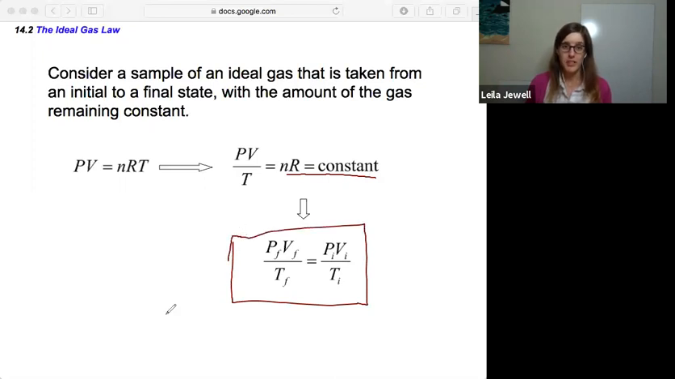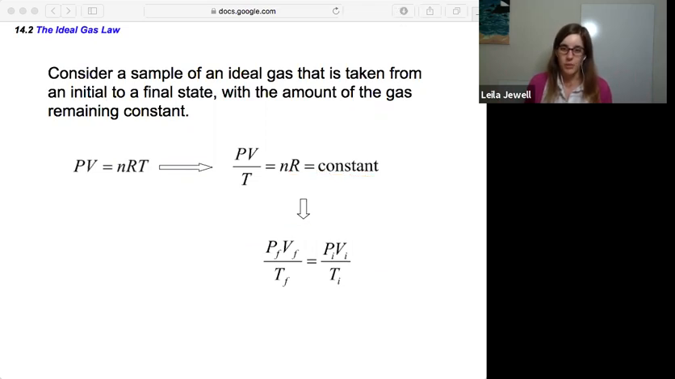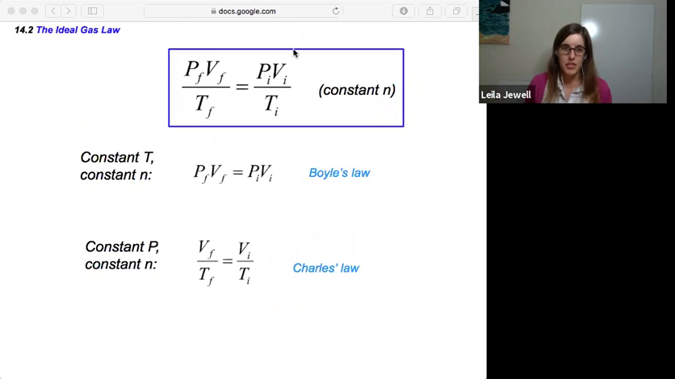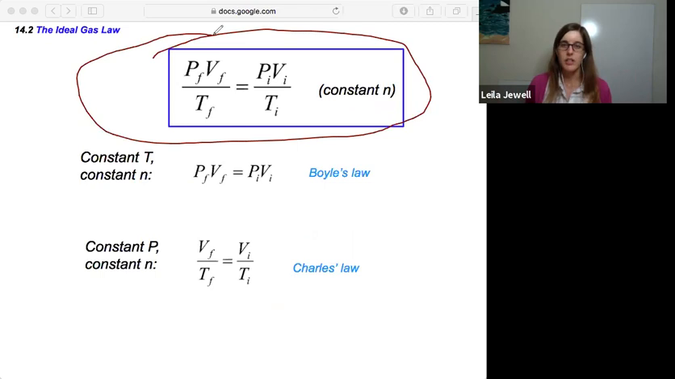This is a really handy one because there are a number of instances where we keep the amount of gas constant. It's just in a sealed container for the entire duration. So this is a good one to keep in mind. I'd say this is one of the better uses of the ideal gas law, when you have a constant number of moles, and please include this when you write this equation in your crib sheet. You have to know when to use this. But if the amount of gas remains constant, then this ratio must also remain constant.